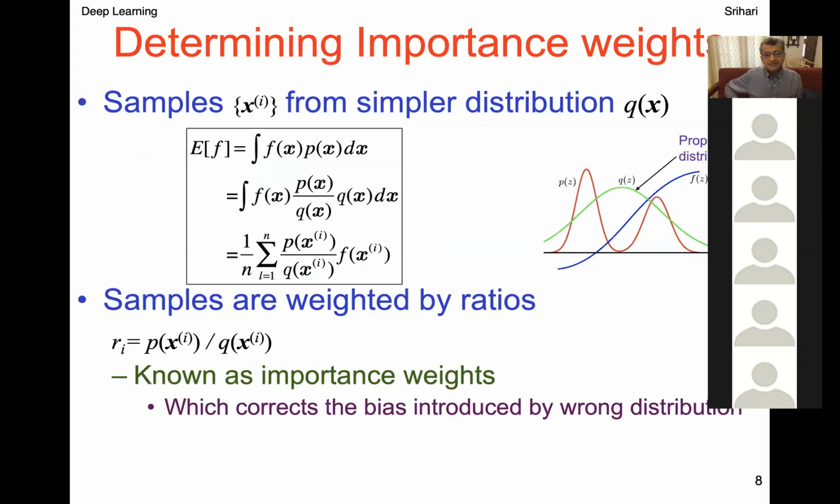So how do you determine the importance? We take samples xi from a simpler distribution Q, right? This red one is the true complicated distribution. Green is the simple one, and we are trying to estimate the value of some function f, right?